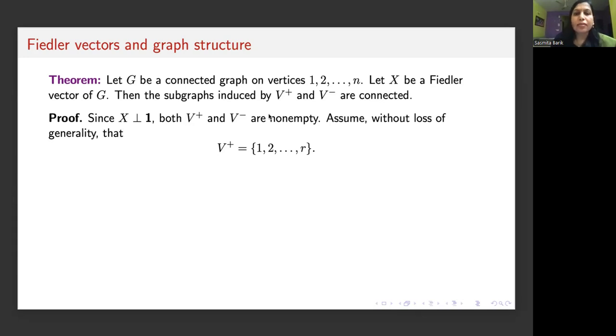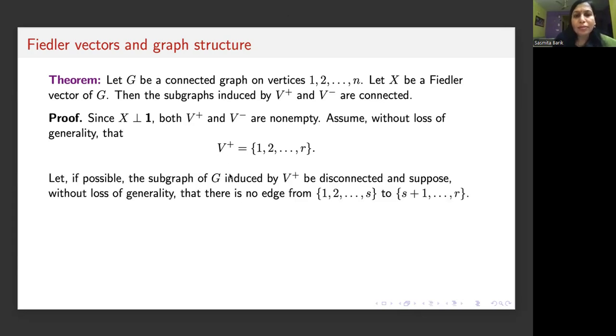Now, without loss of generality, let us take the first R vertices, 1 to R, as belonging to V plus. We can always rename the vertices. So I'm saying that 1 to R lie in V plus. Then we are going to prove that the graph induced by V plus will be connected.